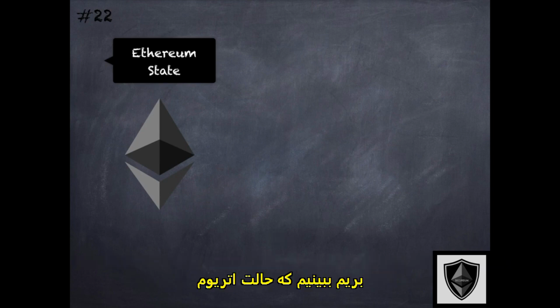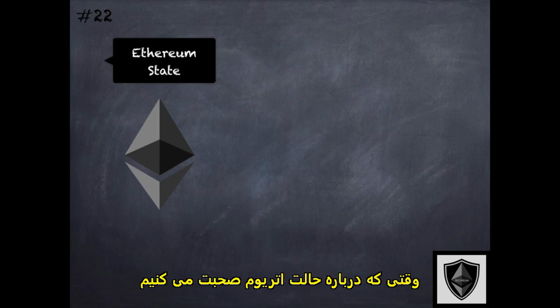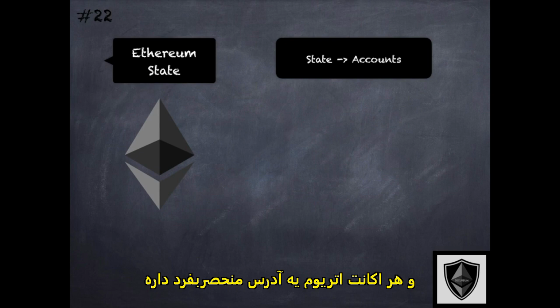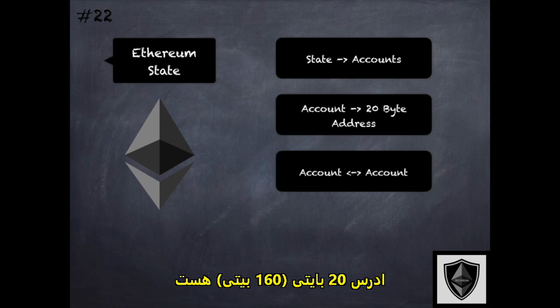Now, let's take a look at what the Ethereum state is. When we talk about the Ethereum state, it's really made up of objects called accounts. And each Ethereum account has a unique address associated with it. And this is a 20-byte address. And this is really used for accounts to address each other, to talk to each other.